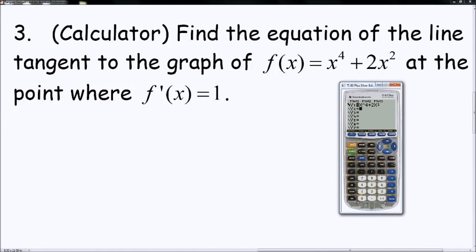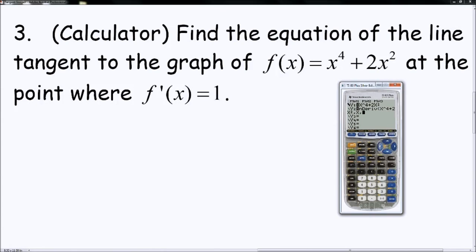Now, what the calculator won't do for you is it won't tell you the derivative on the home screen. But what it will do is it'll graph the derivative for you. So we're going to go to Math and scroll down to Math 8 and derive. And we're going to plug in our parent function, that x to the fourth plus 2x squared. And then comma our independent variable x.